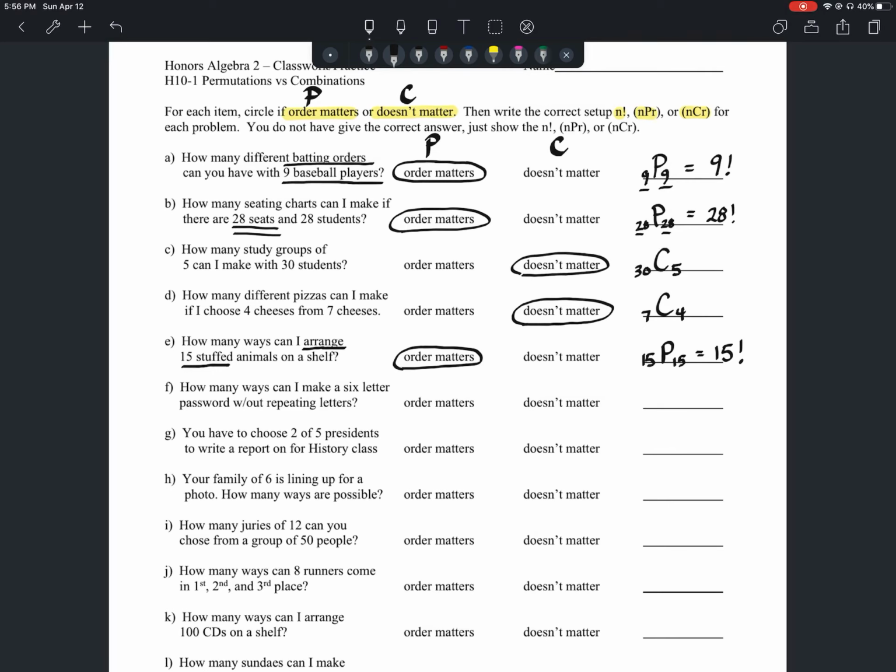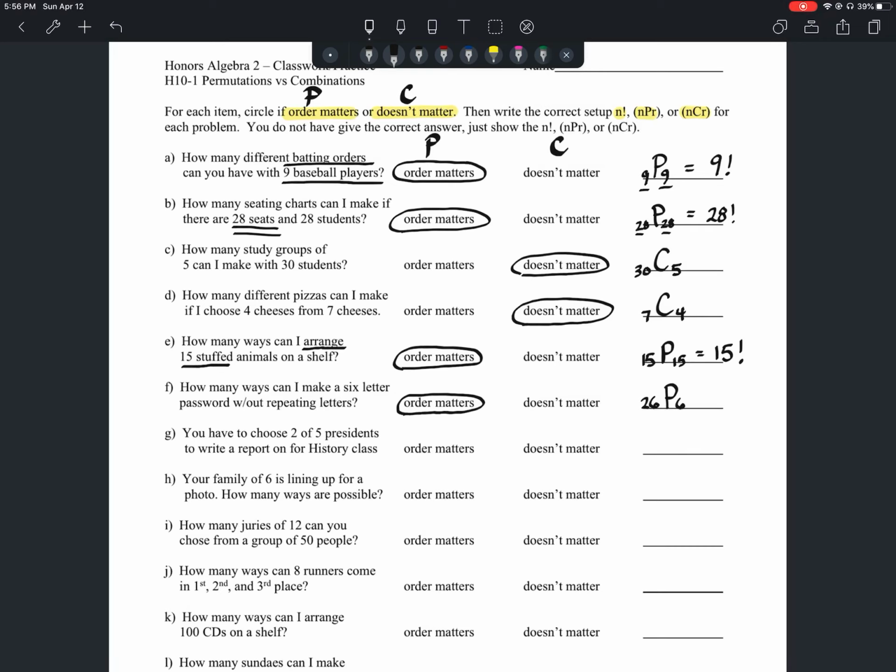Letter F, how many ways can I make a 6-letter password without repeating letters? This is one that sometimes gets people here. We're trying to make different passwords, and we can only use each of the letters once, so order is going to matter. But when writing it out here, we have a 6-letter password, but you need to think about in your alphabet, how many letters do you have to deal with? We have 26 letters to choose from, right? So we're going to say it's 26P6.